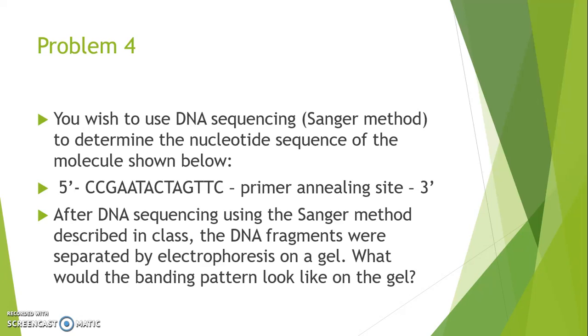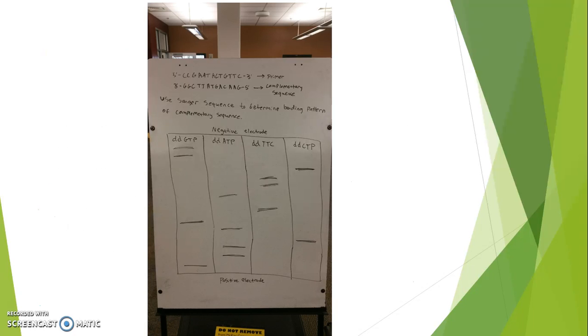So you have, 5' to 3', CC, GAA, TAC, TAG, TTC, and this is the primary nucleotide sequence. So after DNA sequencing using the Sanger method described in class, it was separated using electrophoresis. What should the banding pattern look like? And so you have the complementary sequence, which goes with the primer. So you have, 3' to 5', GGC, TTA, TG, AC, AAG.